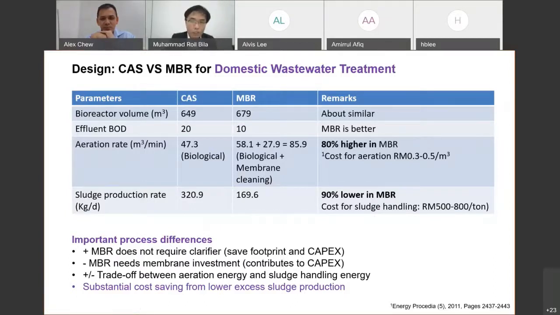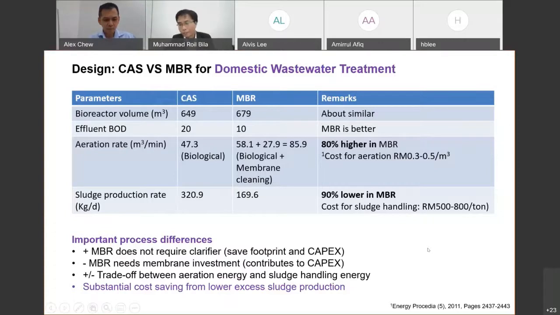Some of the important remarks here: if you use MBR, the plus point is that we don't need to have a clarifier anymore. So we can save footprint. We can also save on civil costs. We don't have to build the tank. But the minus part of MBR is that it requires investment in the membrane, so it contributes to capex. And then we will have a trade-off between the aeration energy and the sludge handling. But as I mentioned, the price is not really high. So basically, we will be able to have substantial cost saving because MBR can produce less sludge.